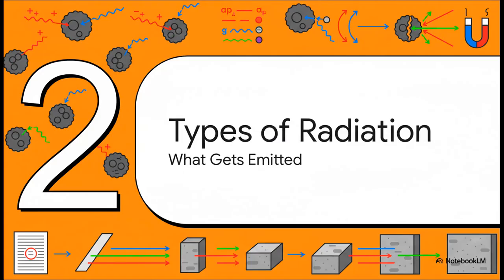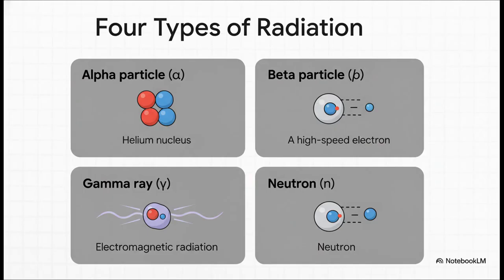So now that we know why they decay, let's look at what actually gets sent flying out in the process. There are 4 types of radiation that you absolutely need to know for your exam. Here they are, the big 4. You've got the alpha particle, which is basically a helium nucleus, 2 protons and 2 neutrons all bundled together. Then there's the beta particle. This one's interesting. It's a super fast electron that's actually created inside the nucleus when a neutron changes into a proton, and then it gets kicked out.